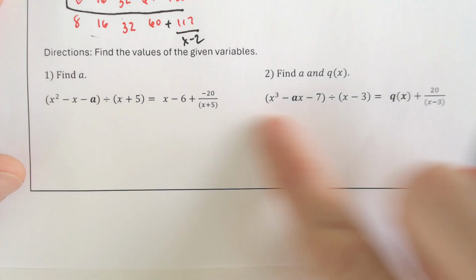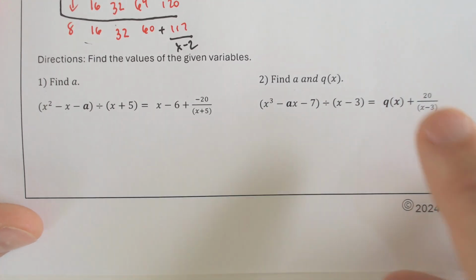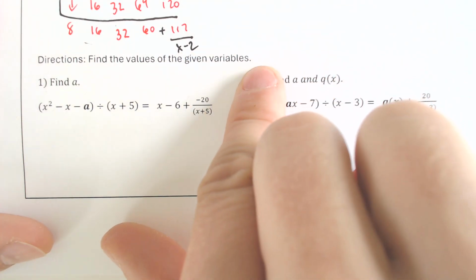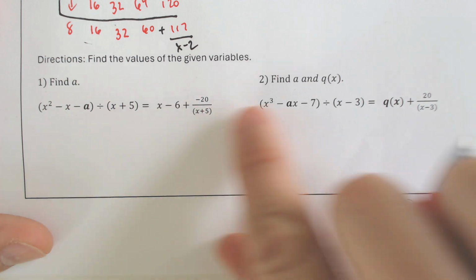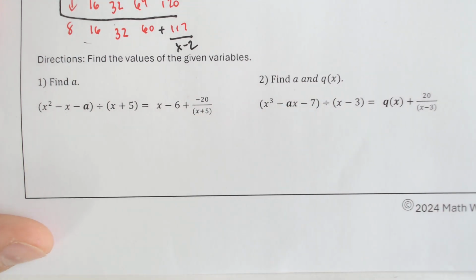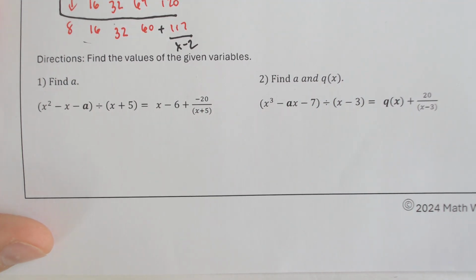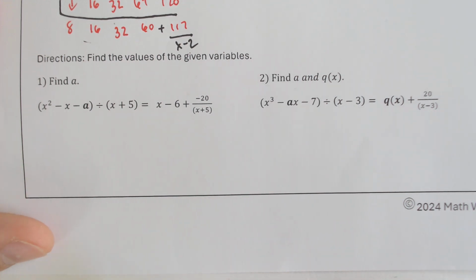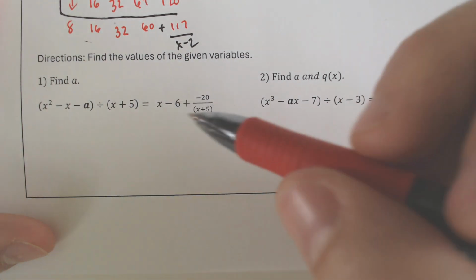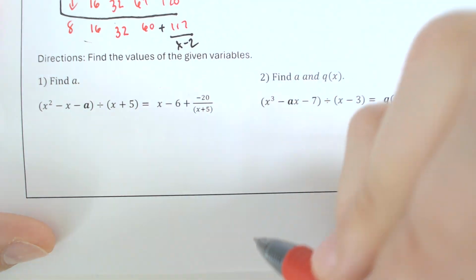All right? These, however, are different. Find the values of the given variables. So we're expected to find a, and sometimes a and q, or a and b, or things like that. Okay? So try it the exact same way, and you're going to find that it actually kind of works out because we have some of our answers here.